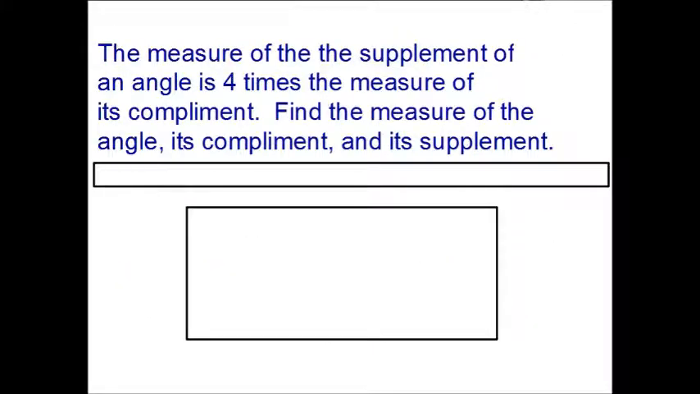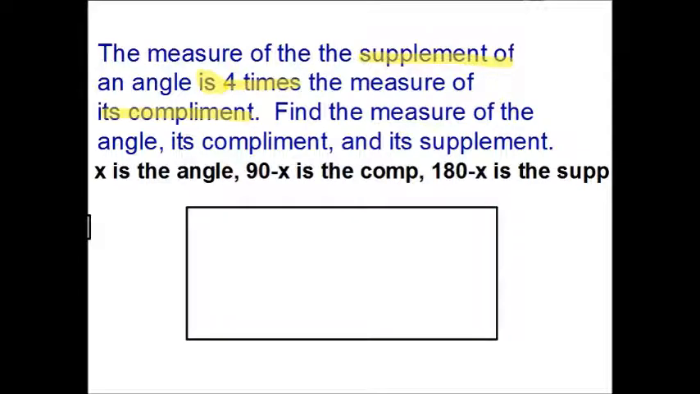Alright, so here's our first one. The measure of the supplement of an angle is 4 times the measure of its complement. Find the measure of the angle, its complement, and its supplement. Oh boy. So here we go. Some key words here we're going to highlight. First and foremost, the supplement of the angle is. "Is" is a key word here. 4 times the measure of its complement. Now, just bringing us back, x is going to be our angle, 90 minus x is going to be its complement, and 180 minus x is going to be its supplement.